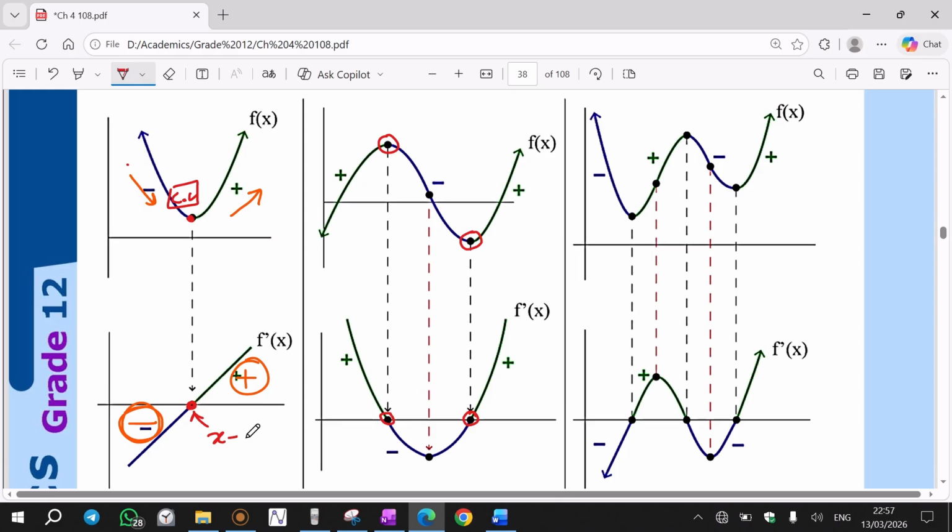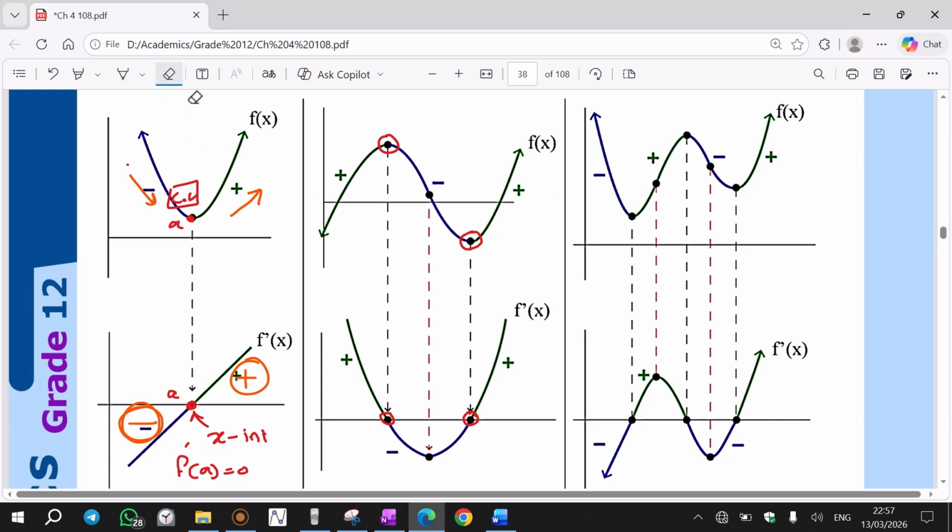Okay, that is x-intercept. At the same time, it is where F prime equal to 0. Because if, let's say this point is A, F at A has a critical value, which is minimum. It doesn't matter if it's minimum or maximum, it still makes F prime 0.